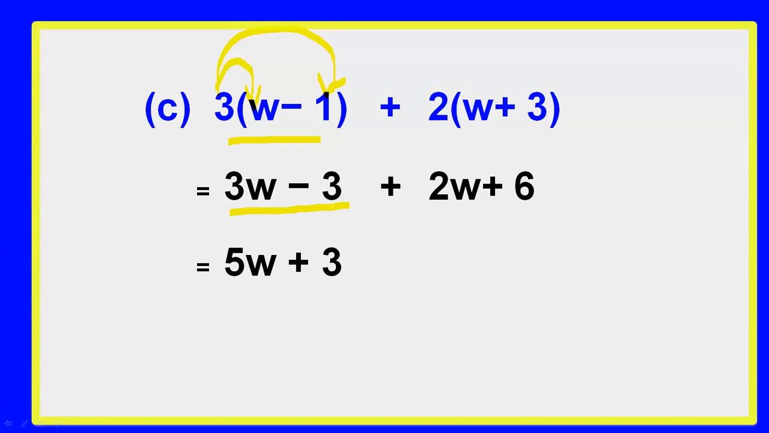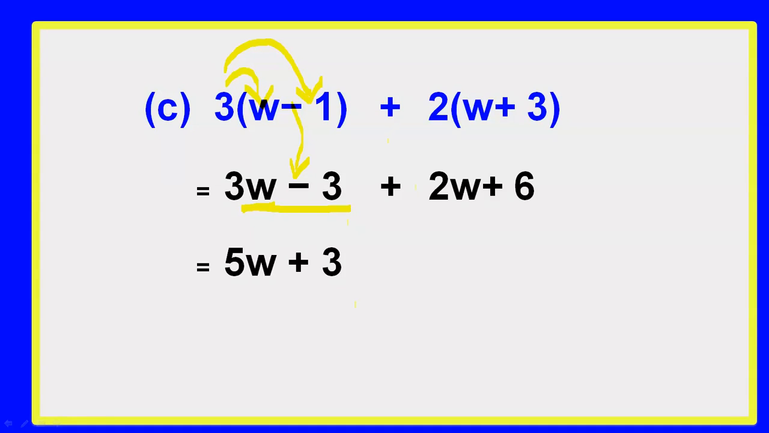But what is happening there? The sign has been changed. It will be 3w. Minus will be as it is. 3 times 1 will be 3. So what comes? 3w minus 3.